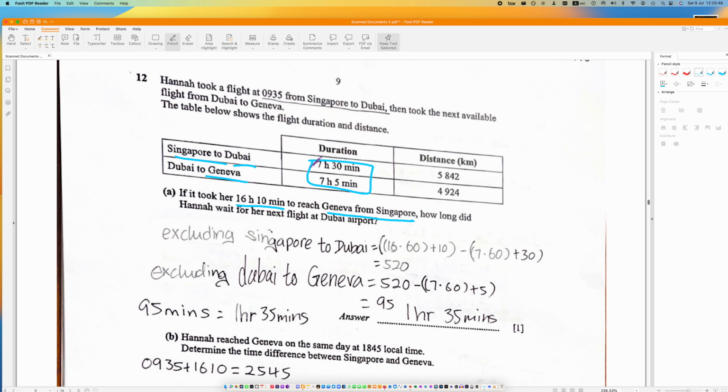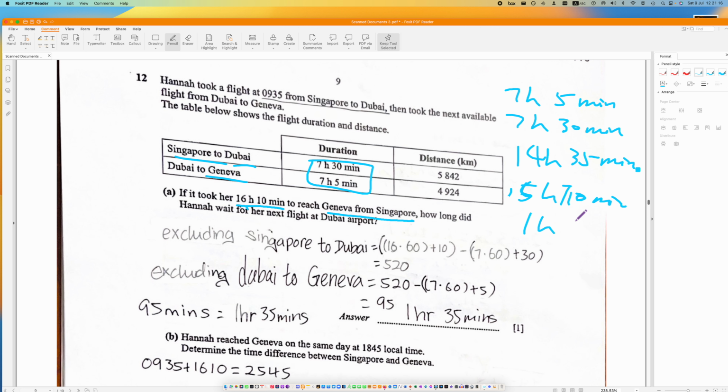Then you start with 7 hours 5 minutes, then 7 hours 30 minutes. So supposedly it should be 14 hours and 35 minutes, right? But it took 16 hours and 10 minutes. Then you just take this one minus that one. So it's 15 hours and 70 minutes, so it's 1 hour and 35 minutes, right?